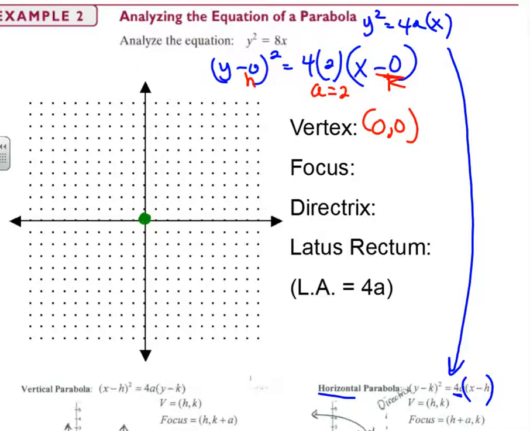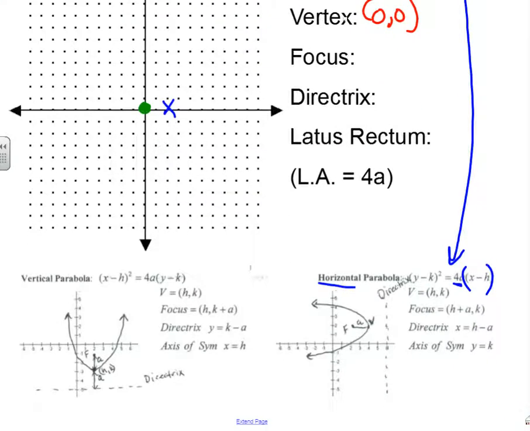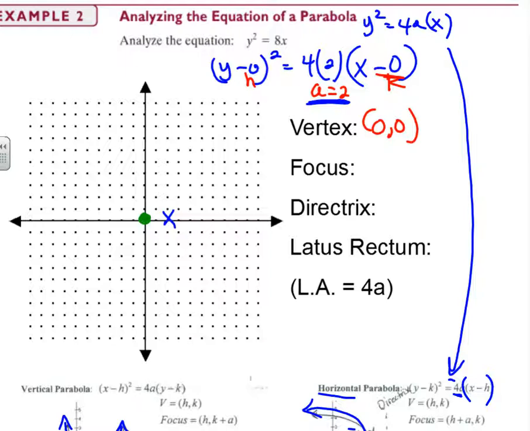So I'm going to move horizontally 2 units, the distance of a, to find my focus, and if it was negative 2, then it would go the opposite direction. So maybe in my notes, this would be a negative a, so this would be a negative 4a up here, because that's actually going off to the left. So maybe you can make some corrections on the notes that I have. So if a is positive, it's going right. If a is negative, it's going left. Similarly over here, if I was talking vertical, if a was positive, it goes up. If a is negative, it goes down. But since a is positive, or better yet, 4a is positive, I'm going off to the right.